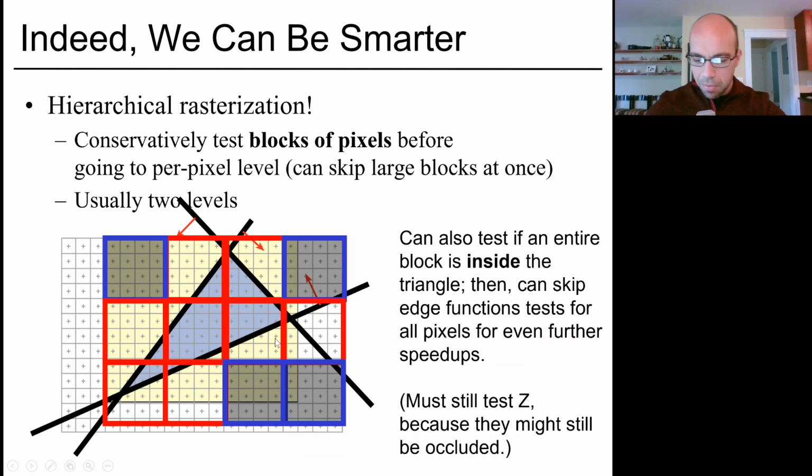Okay. One thing that is worth noting is that you can also check if an entire block is inside of a triangle and then light up all of its pixels. That can save a little bit of computation as well, but not that much, because you still have to fill in the Z buffer, because it could be that the 2D triangle is visible on the screen, but it's occluded.